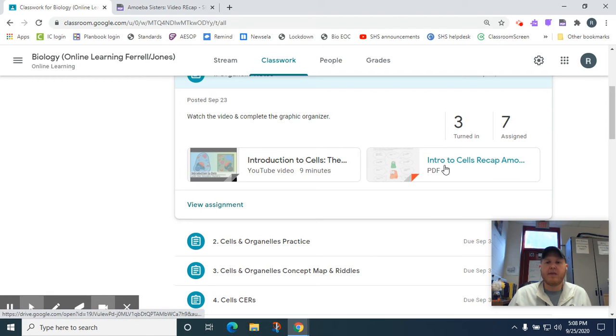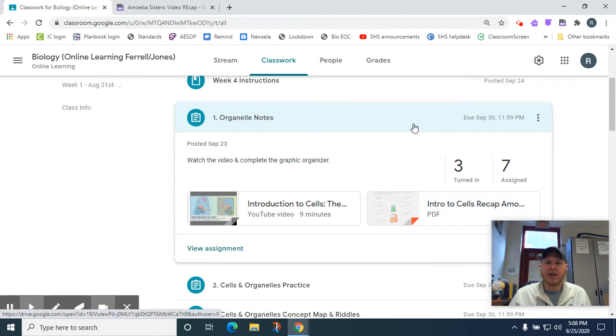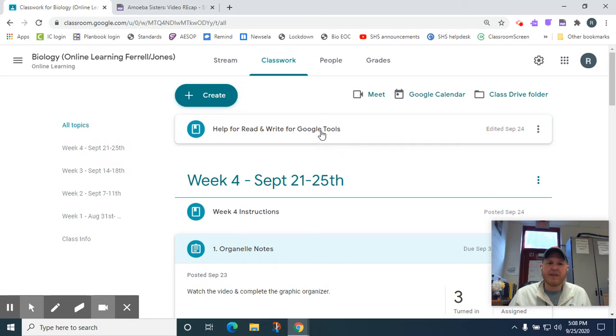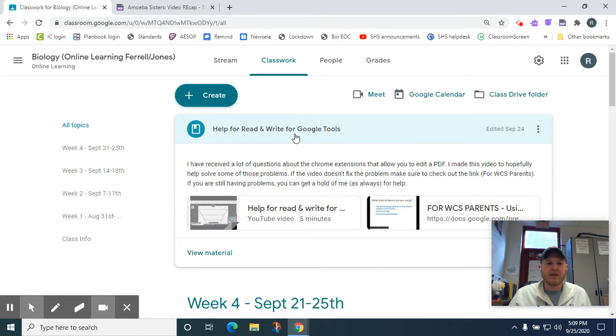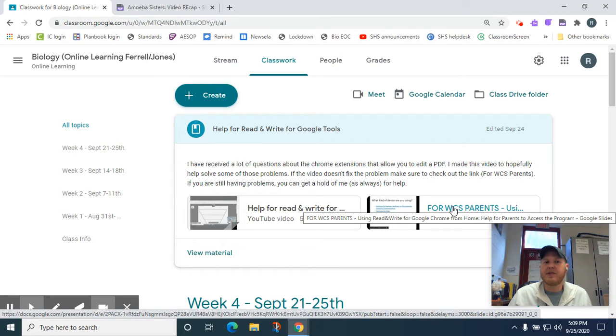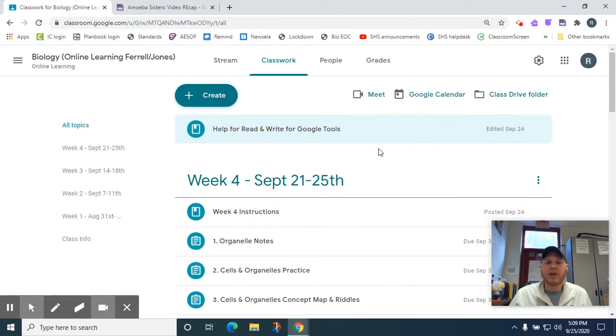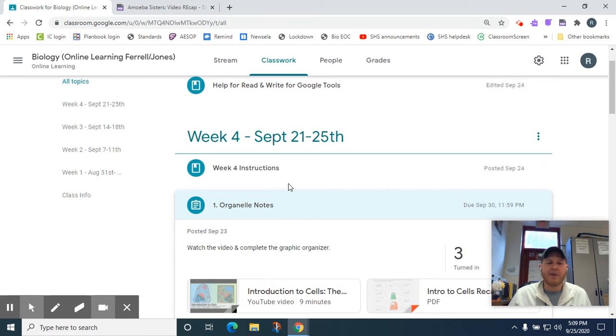Little side note with PDFs, if you're still having problems, take a look up here at the very top. This helps for read and write for Google Tools. This post right here, it's going to live at the top of the page. There's a video that I made that will help to hopefully give you some tips. And if that doesn't fix it, we can go and look into these slides. This is something else that you may not have done. So if you're having issues working with the PDFs, you would check that out. But that's not this video.